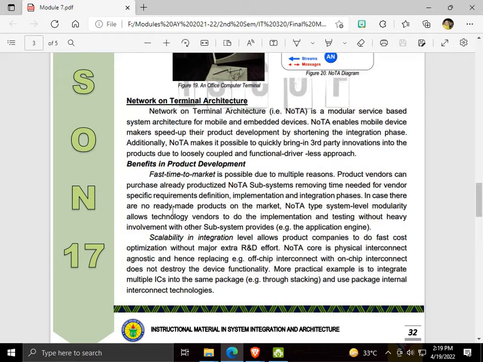So not only the big brand products, like Samsung, Realme, but there are also new ones, like your Infinix. I don't know if you heard the product name, Infinix. Those phones or other phones that you use, no?